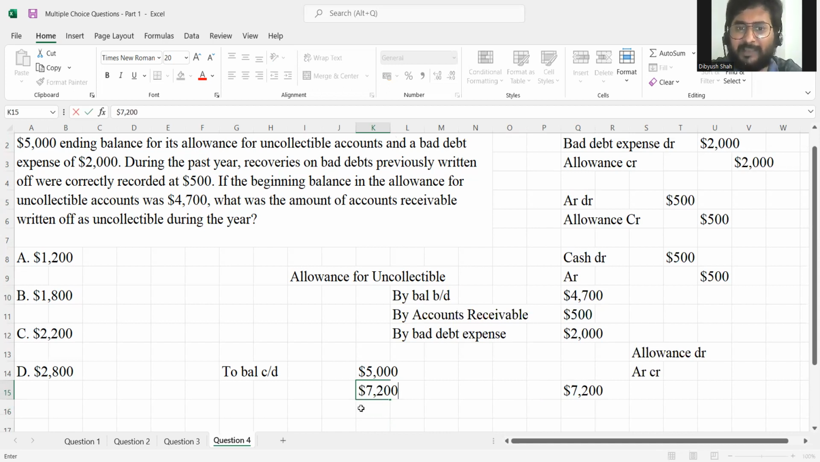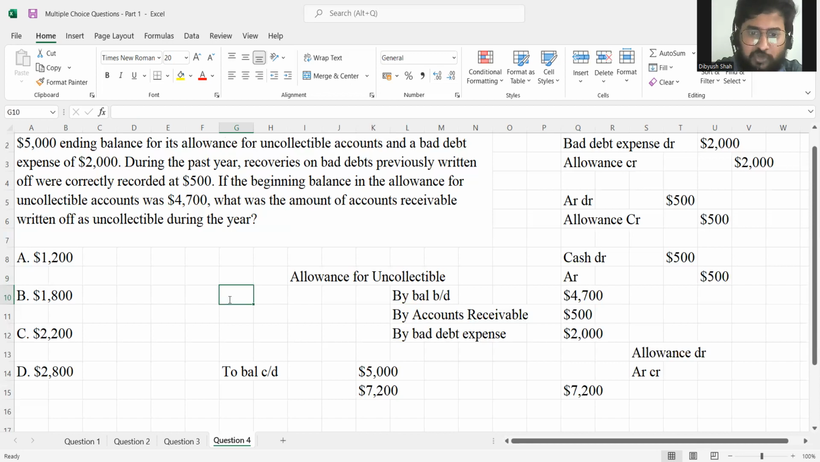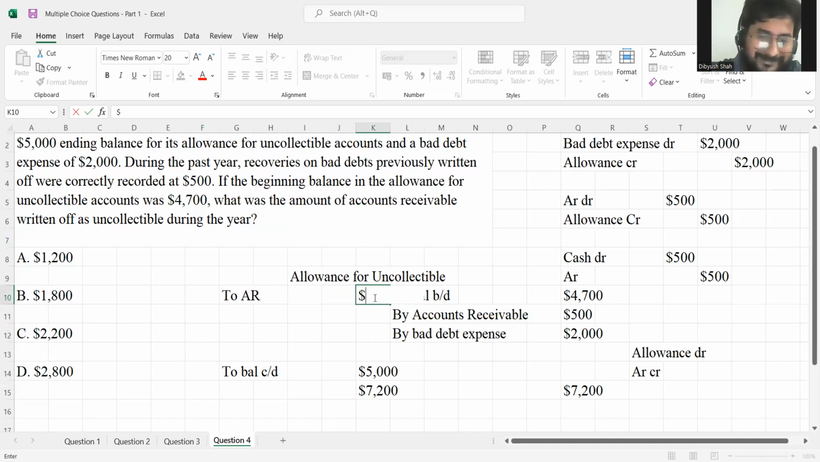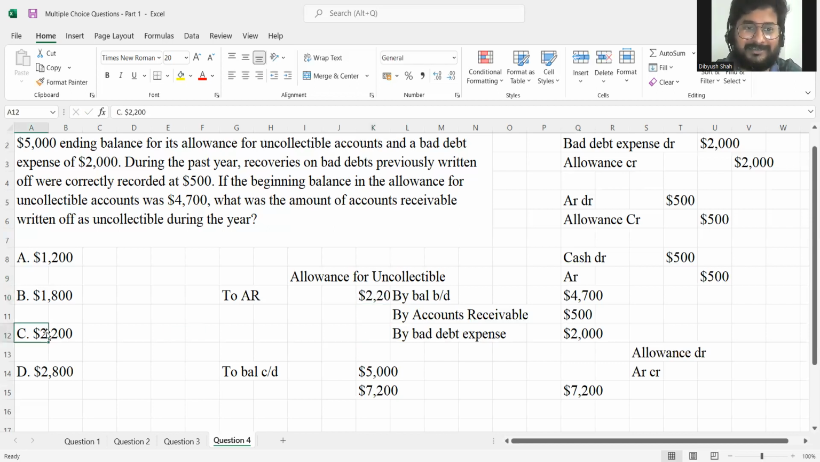Now in this, 5,000 is already there as closing balance. So the balance must have been written off. 2,000 balancing figure. This is your answer. Balancing figure. Sorry, 2,200. My apologies. 2,200. So your answer is C, the balancing figure.